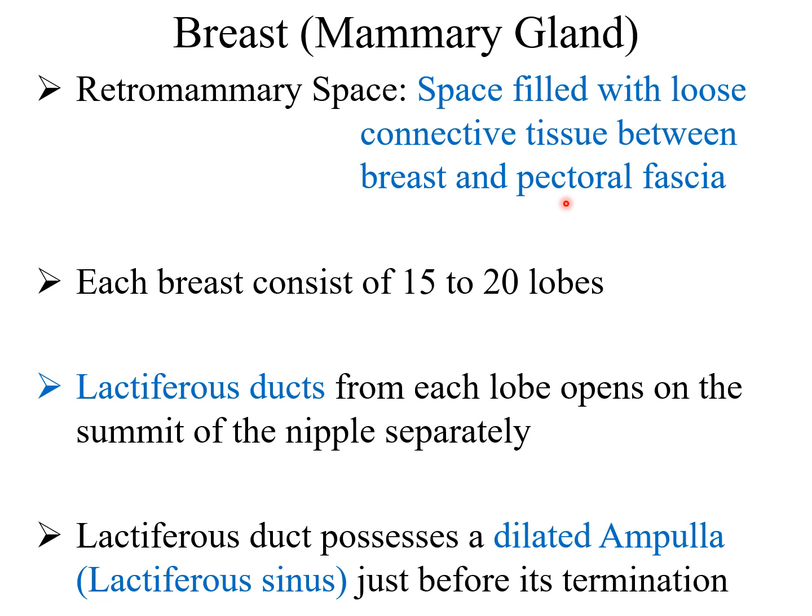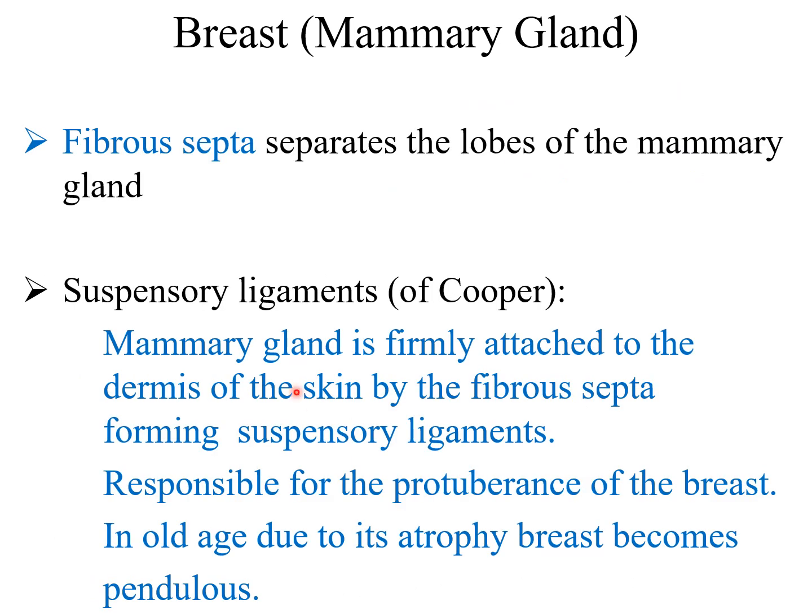Now each breast is divisible into 15 to 20 lobules, and the lactiferous duct from each lobule opens on the summit of the nipple separately. These lactiferous ducts possess a dilated ampulla, which is known as the lactiferous sinus, just before their termination, and fibrous septa separate the lobes of the mammary gland.